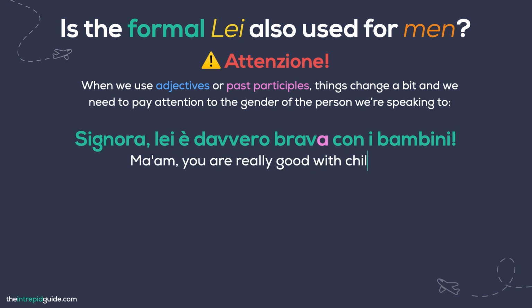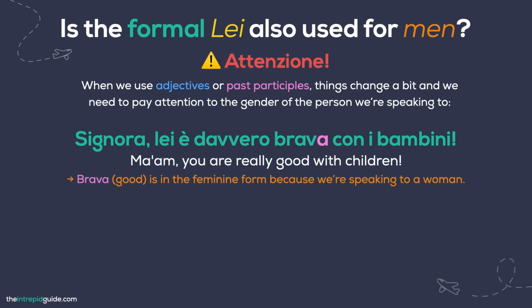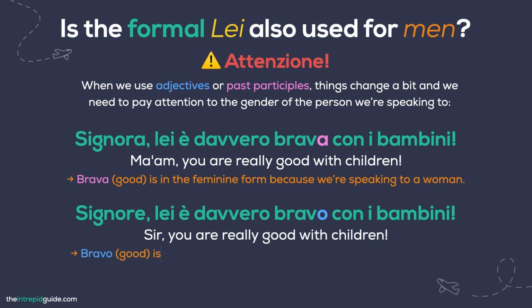Signora, lei è davvero brava con i bambini. Ma'am, you are really good with children. Brava is in the feminine form because we're speaking to a woman. Signore, lei è davvero bravo con i bambini. Sir, you are really good with children. Bravo is in the masculine form because we're speaking to a man.